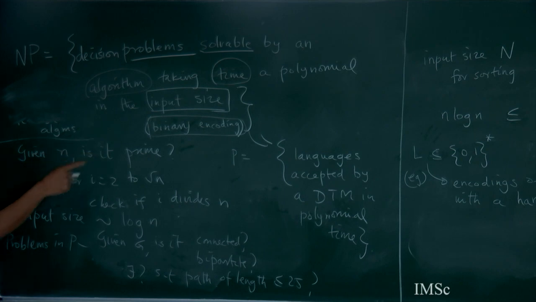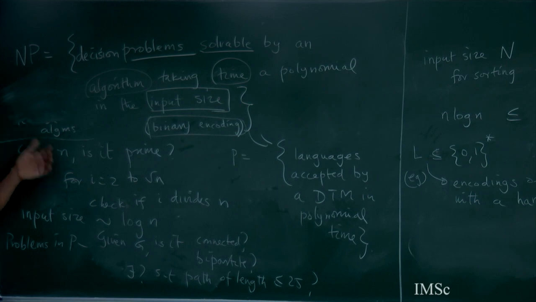Given n, is it prime? The naive algorithm is not a polynomial time algorithm, it is an exponential time algorithm. A polynomial time algorithm for primality was open for quite some time, and it was resolved about 10 years ago by a team of people at IIT Kanpur. This is a very famous result from India in algorithms in the last 15 years or so. Okay.